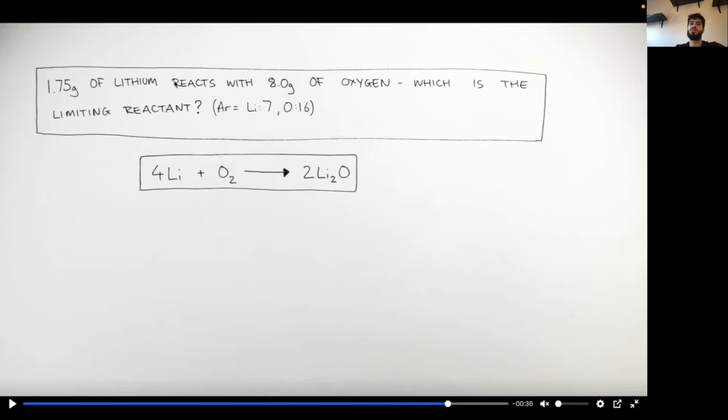1.75 grams of lithium reacts with 8 grams of oxygen. Which is the limiting reactant?